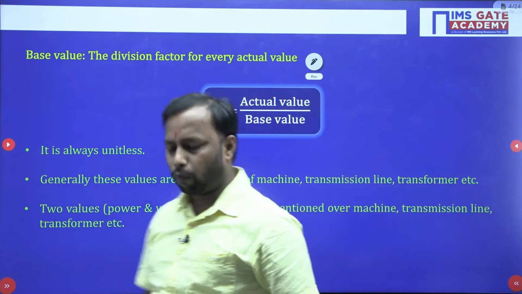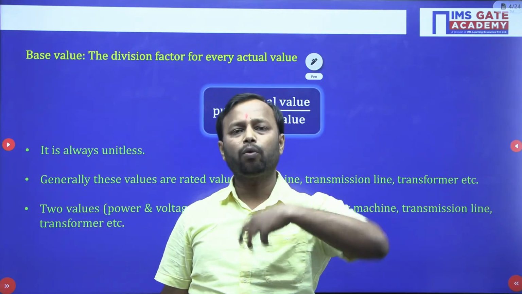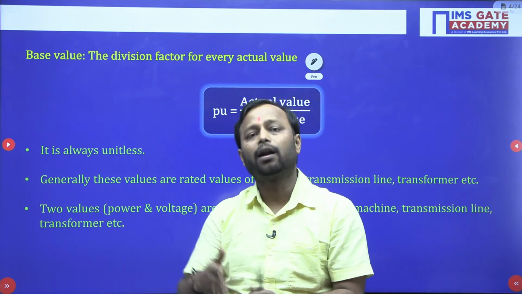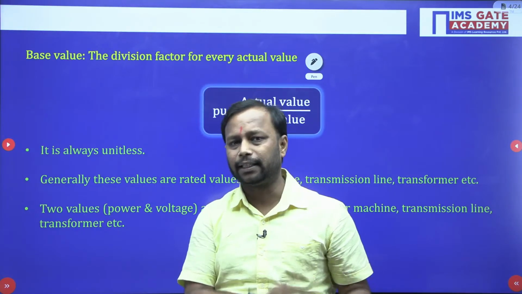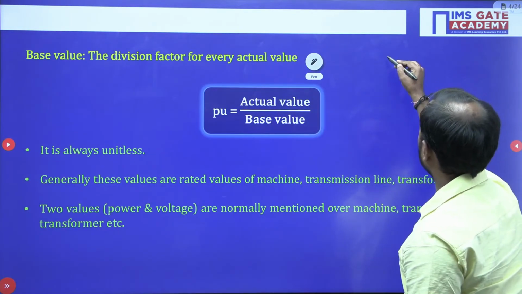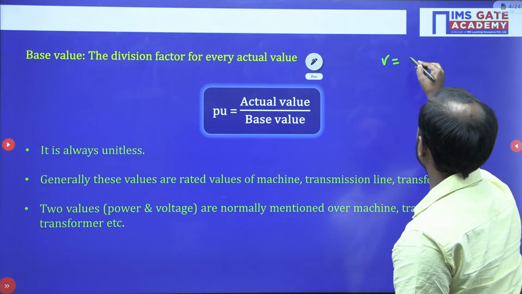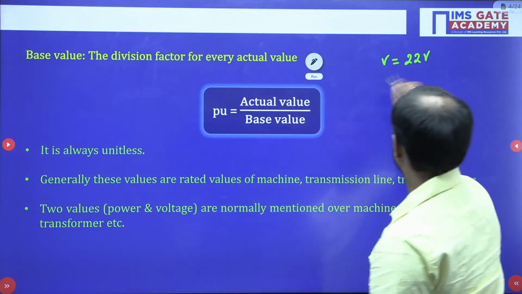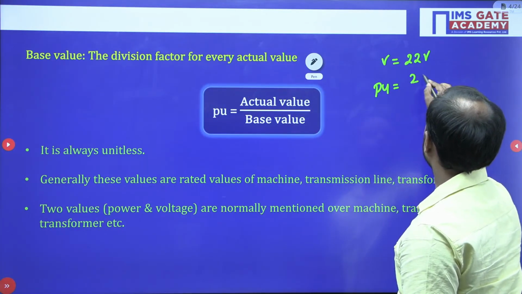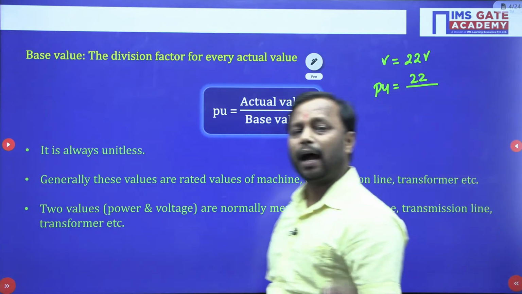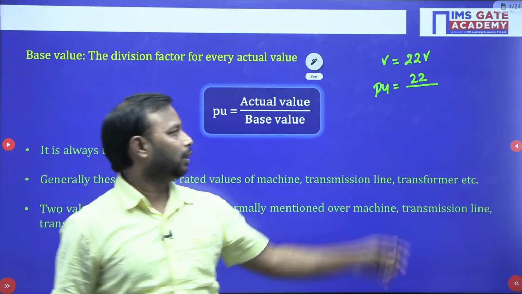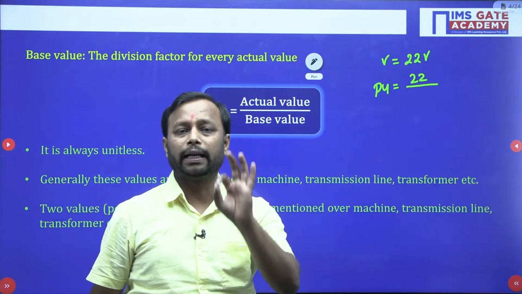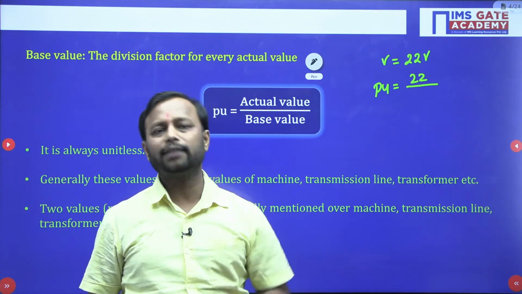So basically, see what we need to do. We need to make our computation very easy, isn't it? That is what we want to do, that we need to make our calculation easy. So look here. Suppose, let me take an example. Suppose voltage is 22 volt, this is your actual value. Then per unit value is what? Actual divided by base. So the base I can select as any value, provided the base is always a real value.